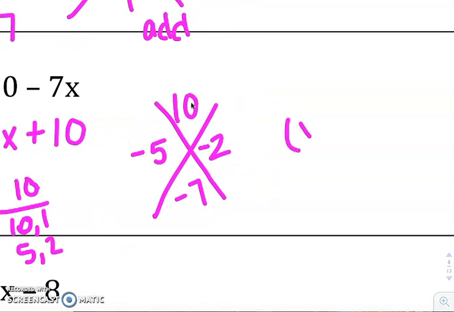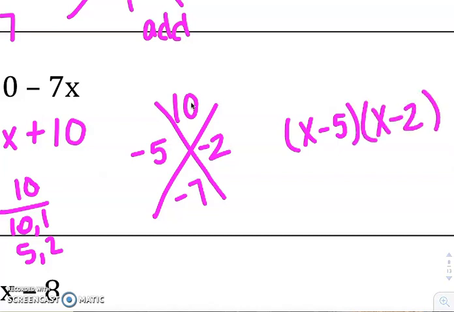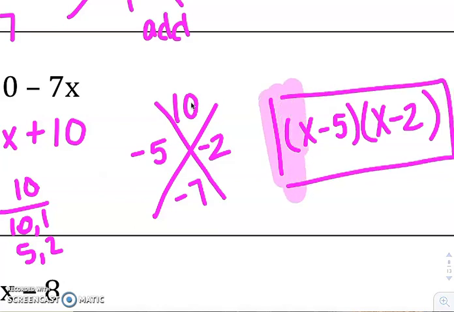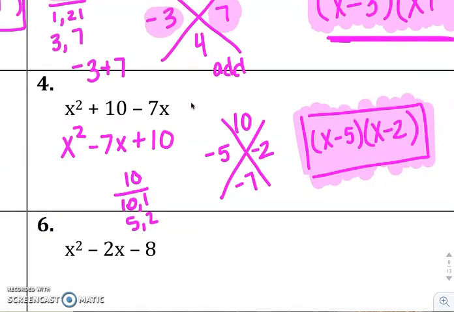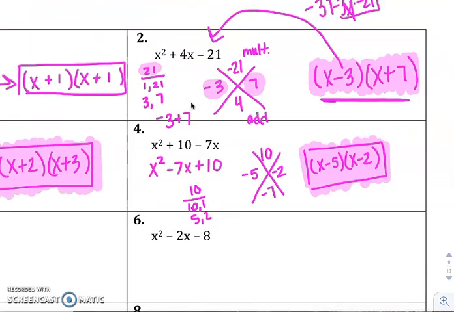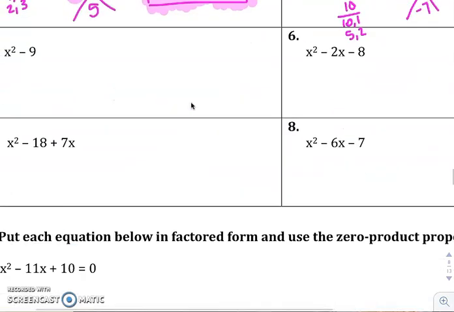So your factors will be x minus 5 and x minus 2. So you want to be making sure that your expression is in standard form so you're not trying to add or multiply the wrong numbers together. So how about number 5?